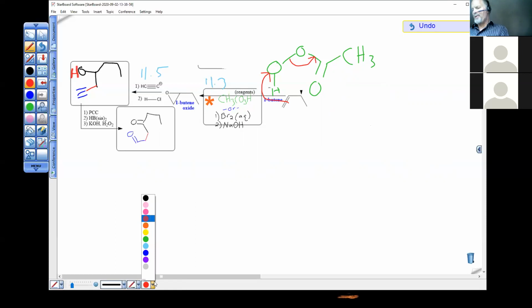So let's just change the color slightly. Here, two colors doesn't mean two steps. I just want you to know the pink and the red are different. And then the last one, this bond goes to the more substituted carbon. And you get your epoxide.